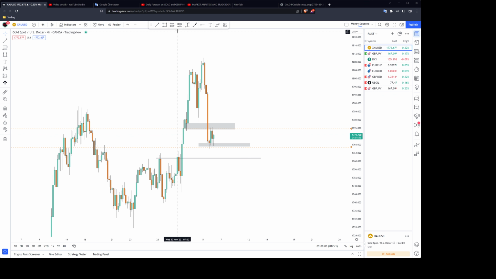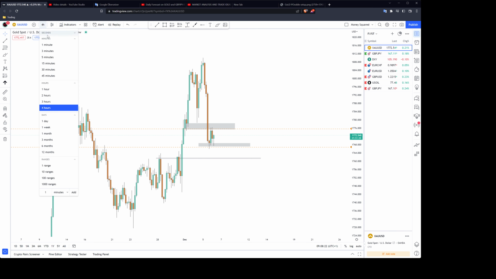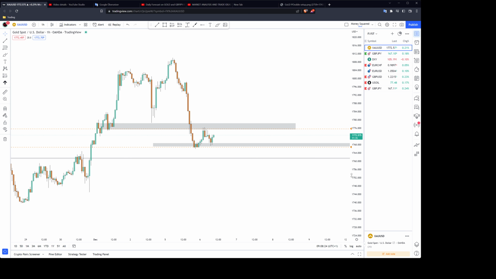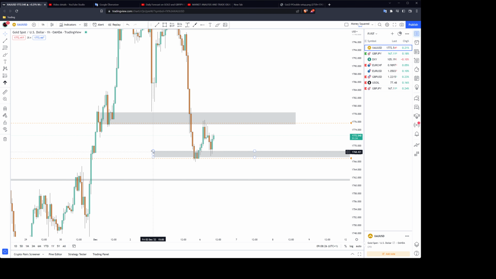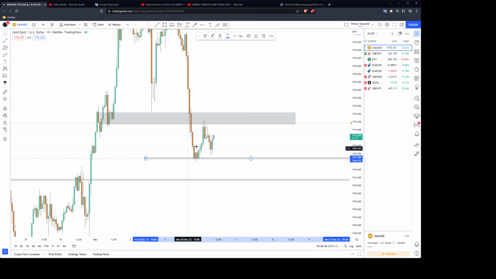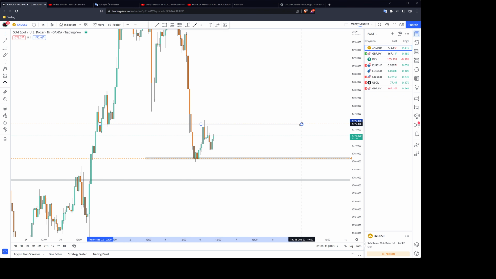So a perfect setup would be something like this: create, come down, then make a bullish candle without a wick, and then as soon as we break the low we should be good to go down and take a trade.